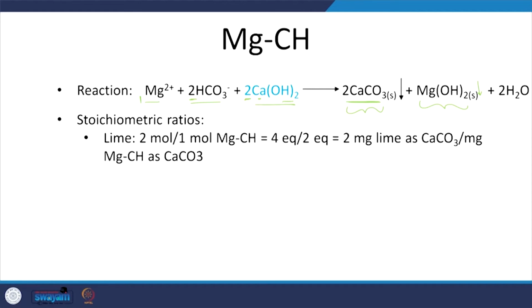So stoichiometric ratios, what we just mentioned, 2 moles of calcium hydroxide per 1 mole of magnesium associated with carbonate hardness. So that's why it's 4 equivalents per 2 equivalents, meaning 2 milligrams of lime as CaCO3 per 1 milligram of magnesium associated with carbonates expressed as CaCO3, right? But again, why is this 2? You can see that one is for precipitating out magnesium hydroxide, the other is for transforming HCO3 minus to CO3 2 minus, let's say, right? That's why we have 2 moles in this reaction. Are we adding any soda ash? None, right? Why? Because it's already carbonate hardness. We are assuming that there is already enough carbonate or bicarbonate present there.